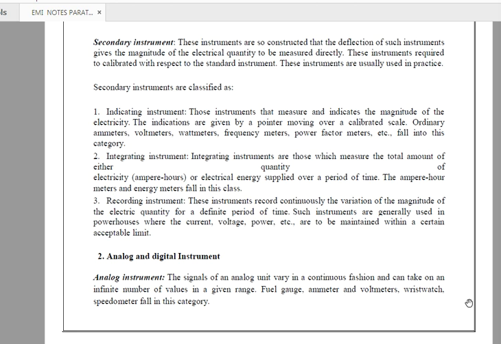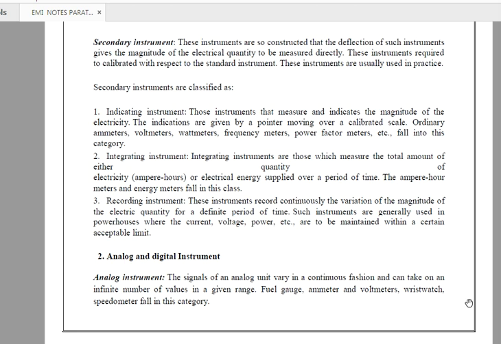First, we will discuss what indicating instruments are. What are the indicating instruments? Those instruments that measure and indicate the magnitude of the electrical quantity are known as indicating instruments.